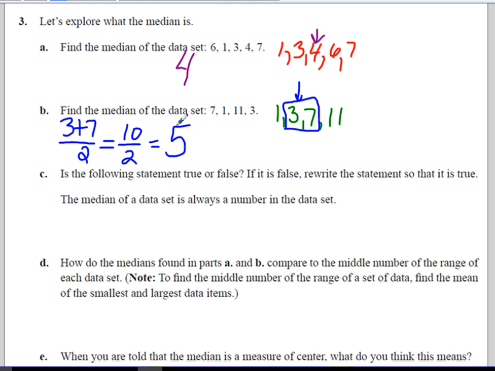So again, in our first set of data, 4 was one of the numbers in the list. And for our second set of data, 5 is not in the list, but it's a number that's halfway between 3 and 7. So true or false, the median of the data set is always a number in the set? No. It is sometimes.